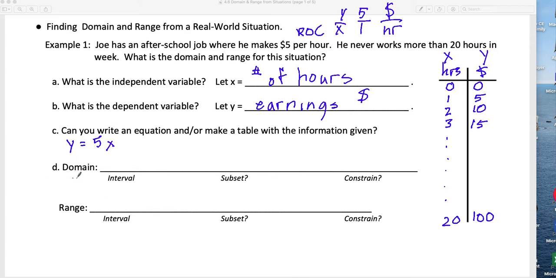All right, let's find my domain. My hours start with 0. This is my interval. This is easier than you thought it would be, isn't it? And it includes 0, and it ends with 20. And what numbers are we using here? We've got zeros, so they can't be natural. I don't see any negatives, so let's go ahead and call these whole numbers.